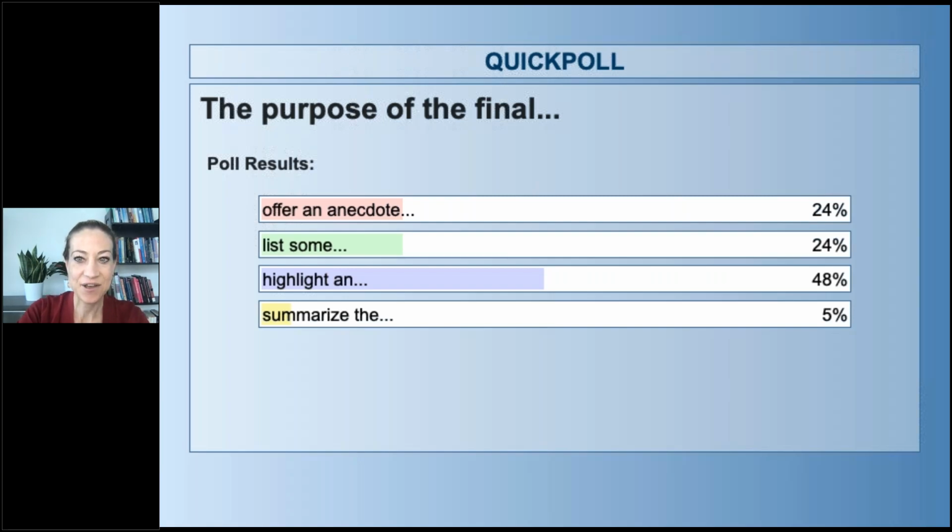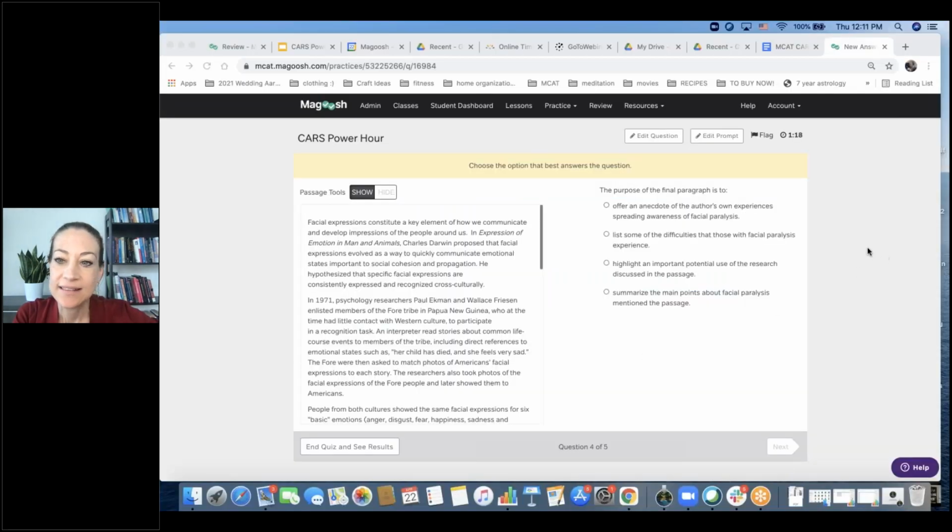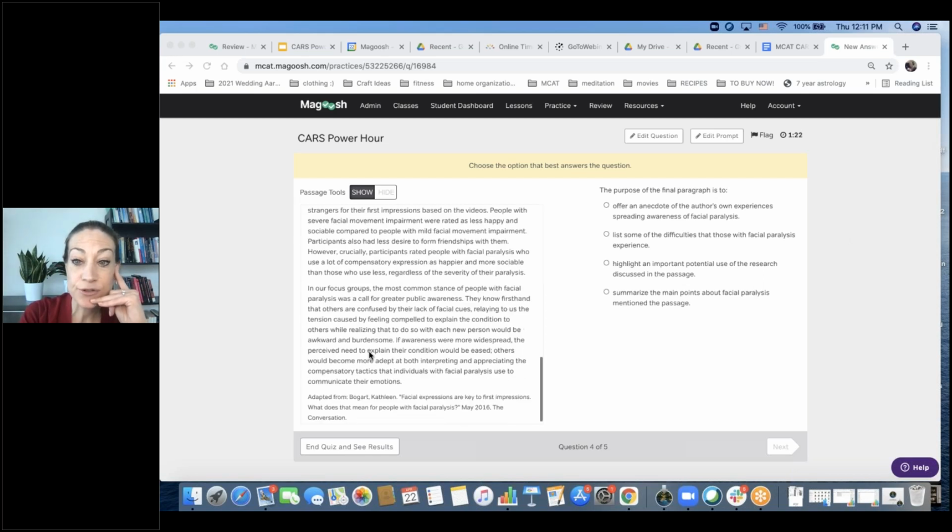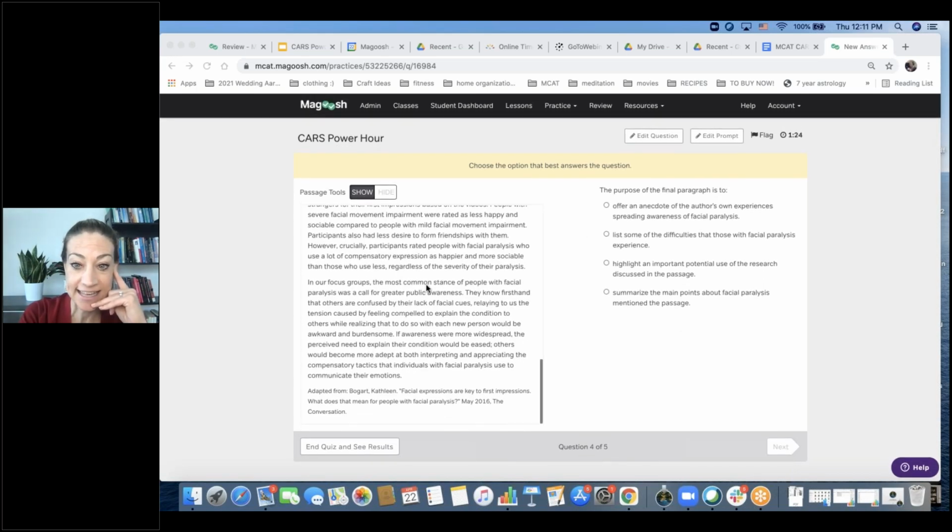Okay, so we have, again, the correct answer highlighted, selected by you in the greatest proportion, but now we have a little under 50% of you that have chosen this. And that is also consistent with Magoosh students overall, high 40s for this one. And so let's look at this one. Highlight an important potential use of the research discussed in the passage.